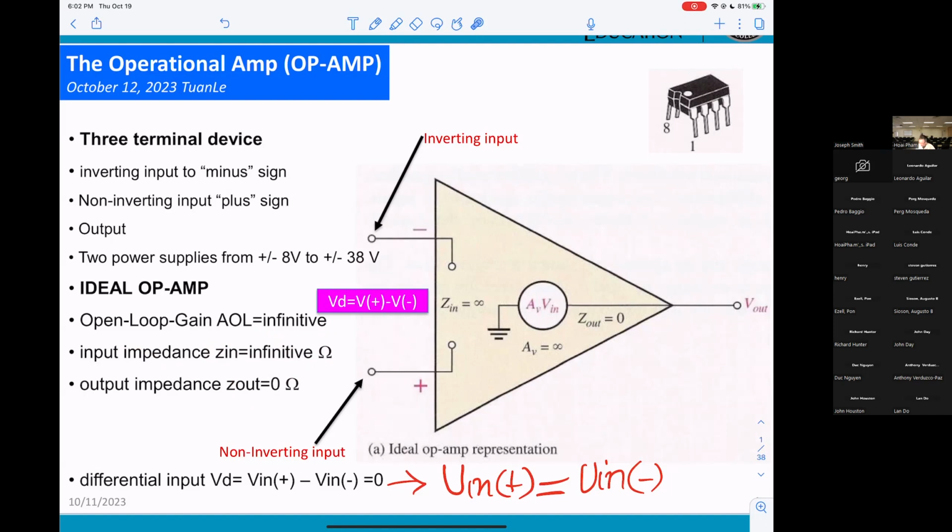Okay, any question on that? This is more easy for you. You'll be working on the op-amp in the lab, operational amplifier, much better than the bipolar amplifier.